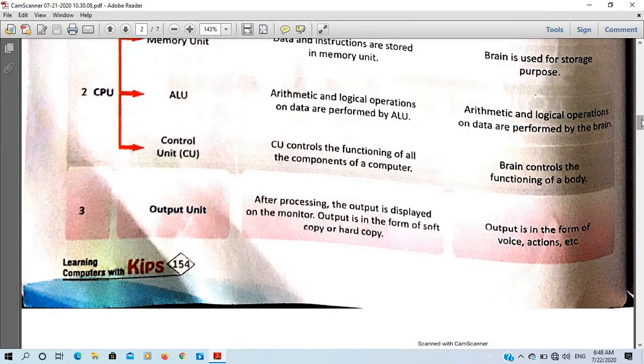Okay, output is in the form of voice. We people give output in the form of voice, or by our hand action, or we can also make some type of sign for giving output. Okay, so this is how input, process, output you can understand in human beings and in computer.